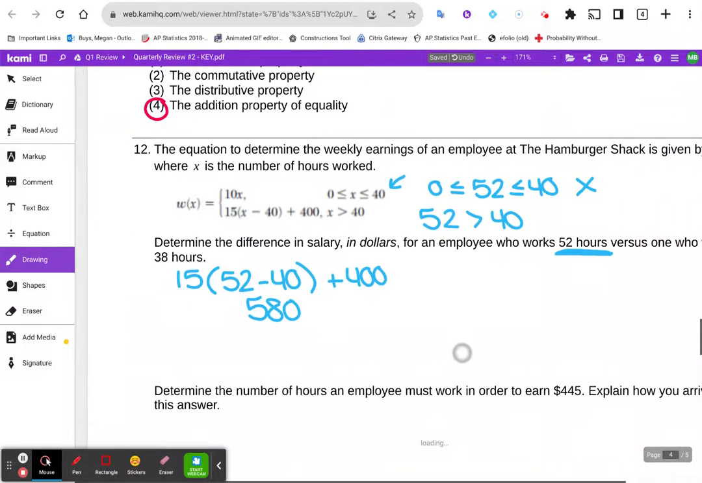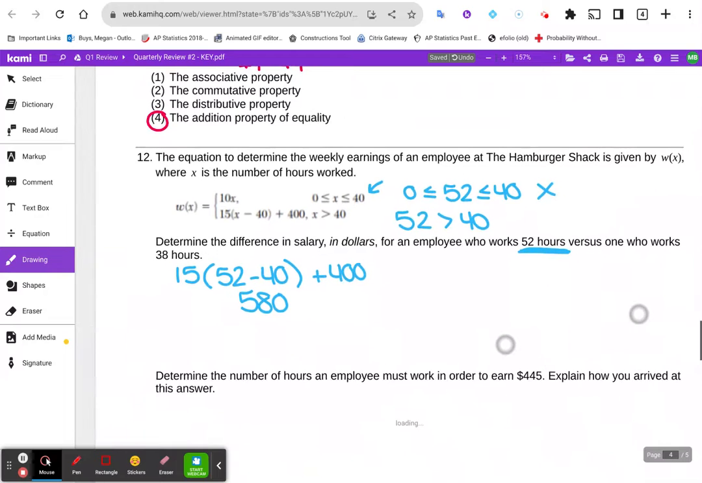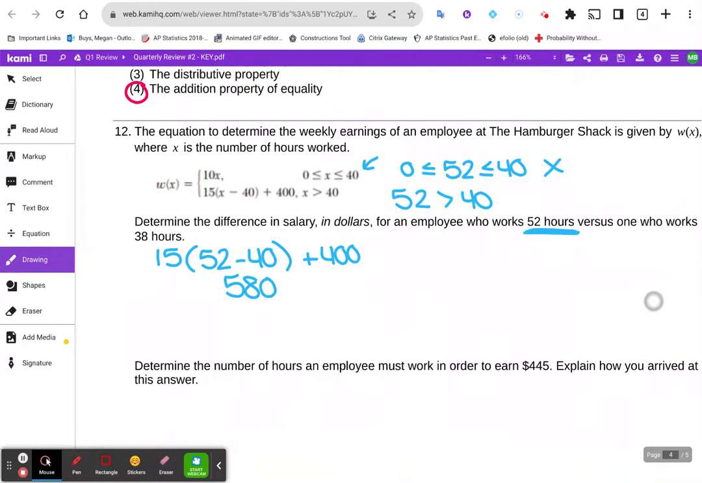Okay, if you didn't get that, take a minute, retype that into the calculator and see if you can figure out where your mistake was. So pause the video if you need to.